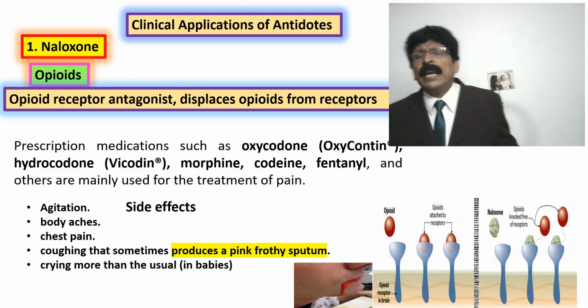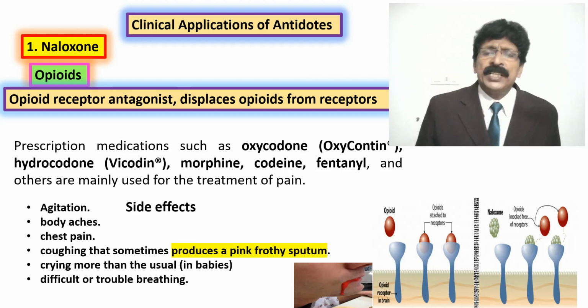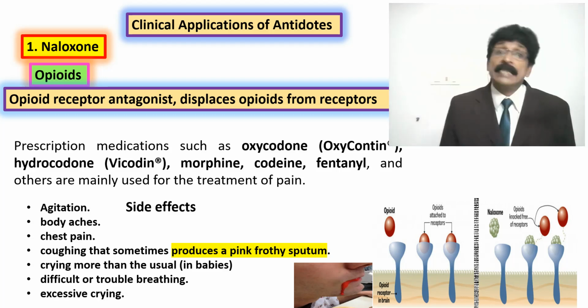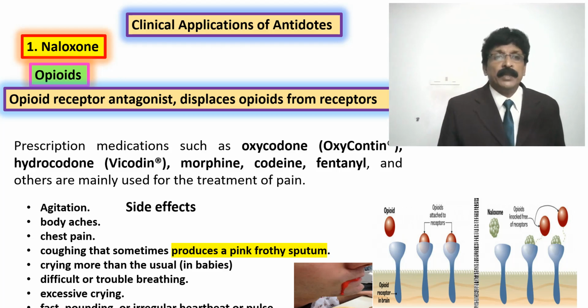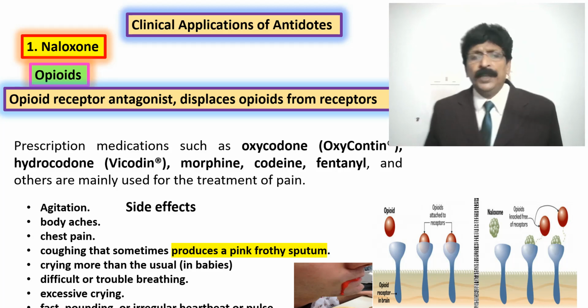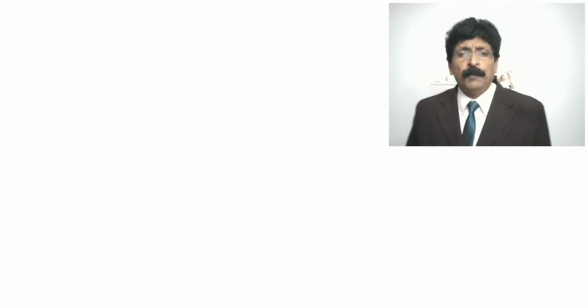Crying more than usual in babies can be seen. Difficult or trouble breathing. Excessive crying can be seen. Fast pounding, the beat will be very fast. Irregular heartbeat or pulse can be seen.